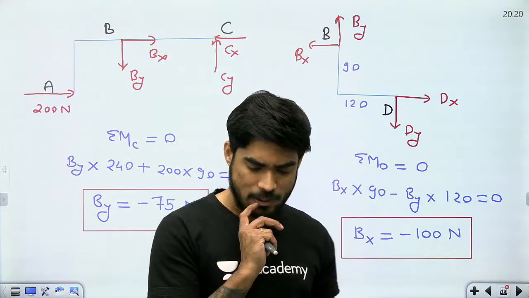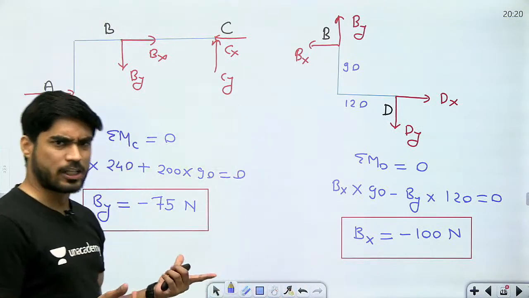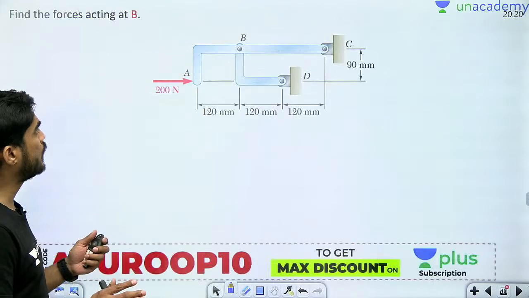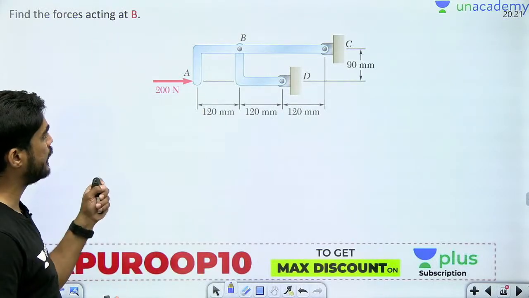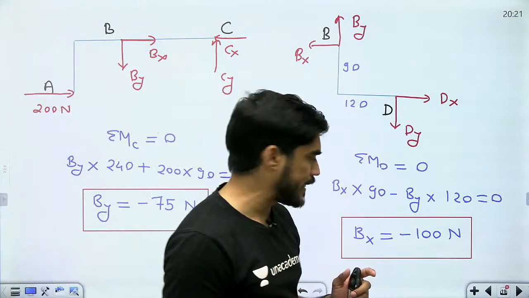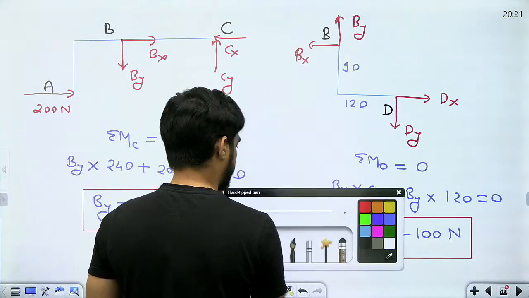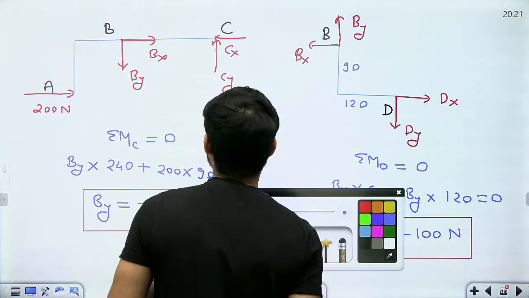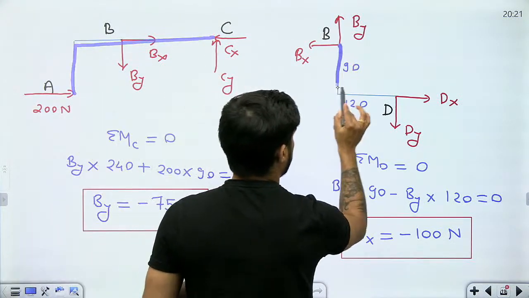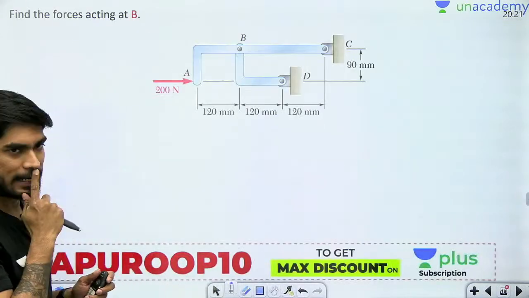Very good. You can calculate cx, cy and dx dy also, but they are not asking you about cx, cy and dx dy. They are only asking you to find the forces acting at point B. Okay. Now here also you can see that the members are multi-force, right? This member is also multi-force. This member is also multi-force, right?